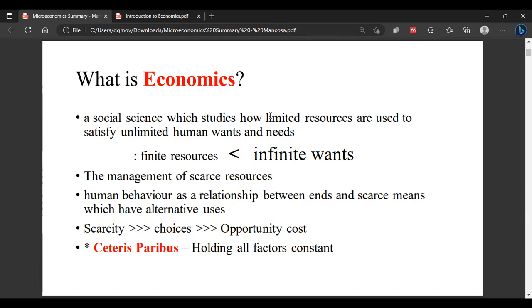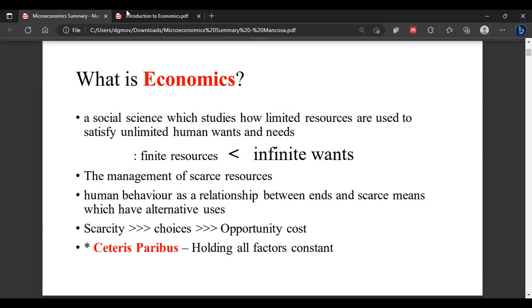We all want something. We all need something. And these needs and wants are unlimited. Do they ever finish? Yes or no? No, they don't. They never finish. So they are unlimited.